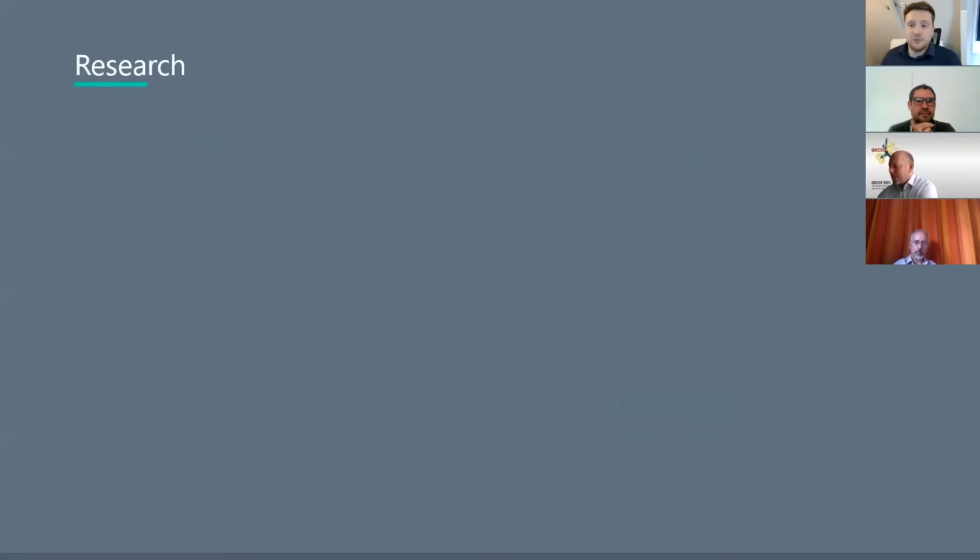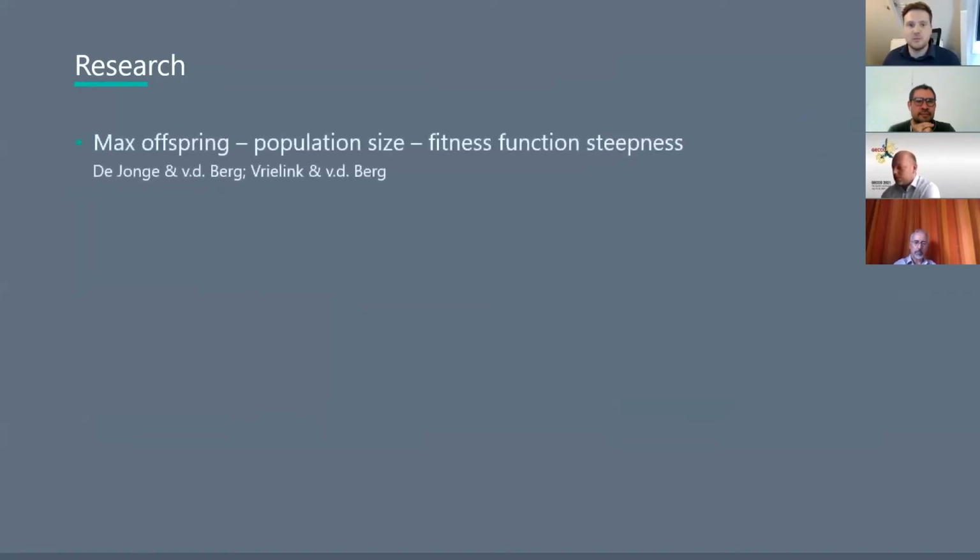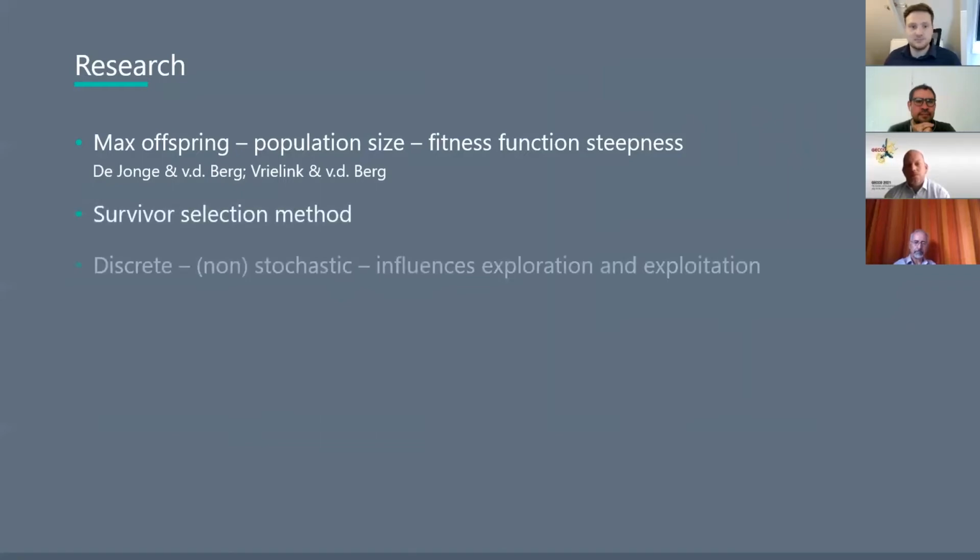First, parameter research is very important because it determines the way an algorithm performs. It can greatly influence it. For the plant propagation algorithm, previous research was performed on the maximum offspring size, population size, and the fitness function steepness, by de Jonge and van den Berg and Vrielink and van den Berg. An unresearched parameter for the plant propagation algorithm is the survivor selection method, the topic of my thesis. It is a discrete parameter, meaning that according to Professor Eiben from the UvA, the only method of testing this parameter is sampling. It can be stochastic and non-stochastic, and as I found, it influences exploration and exploitation.